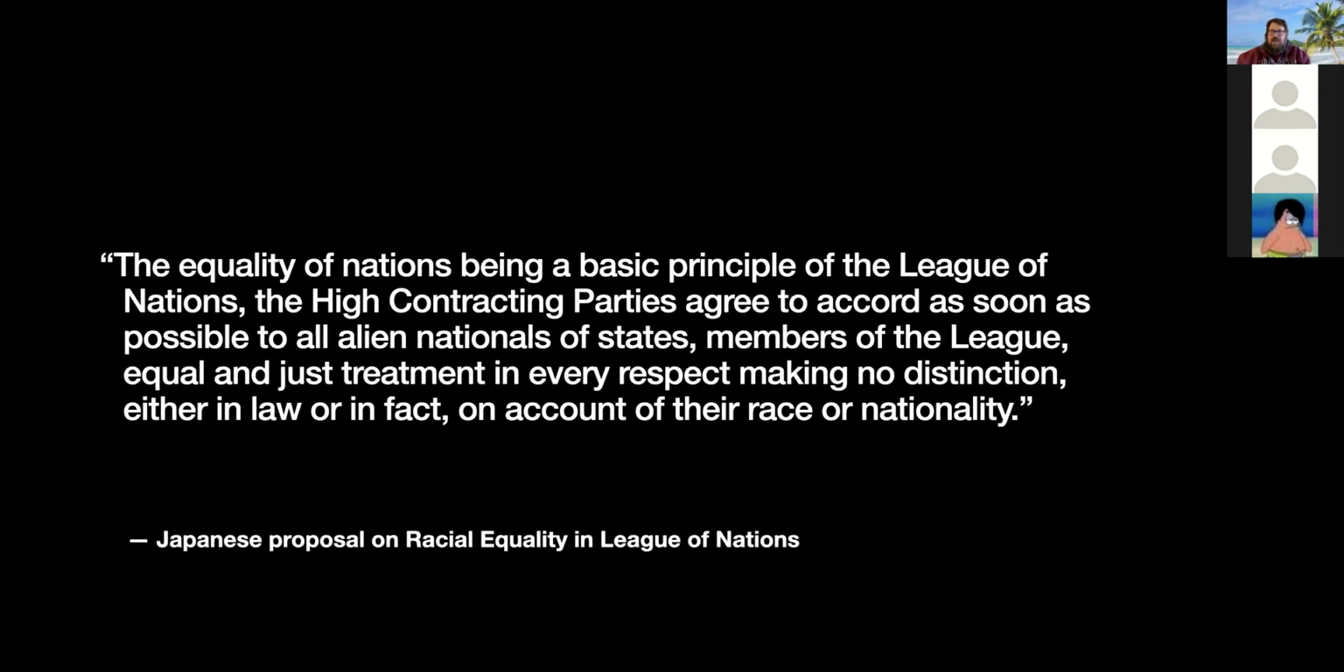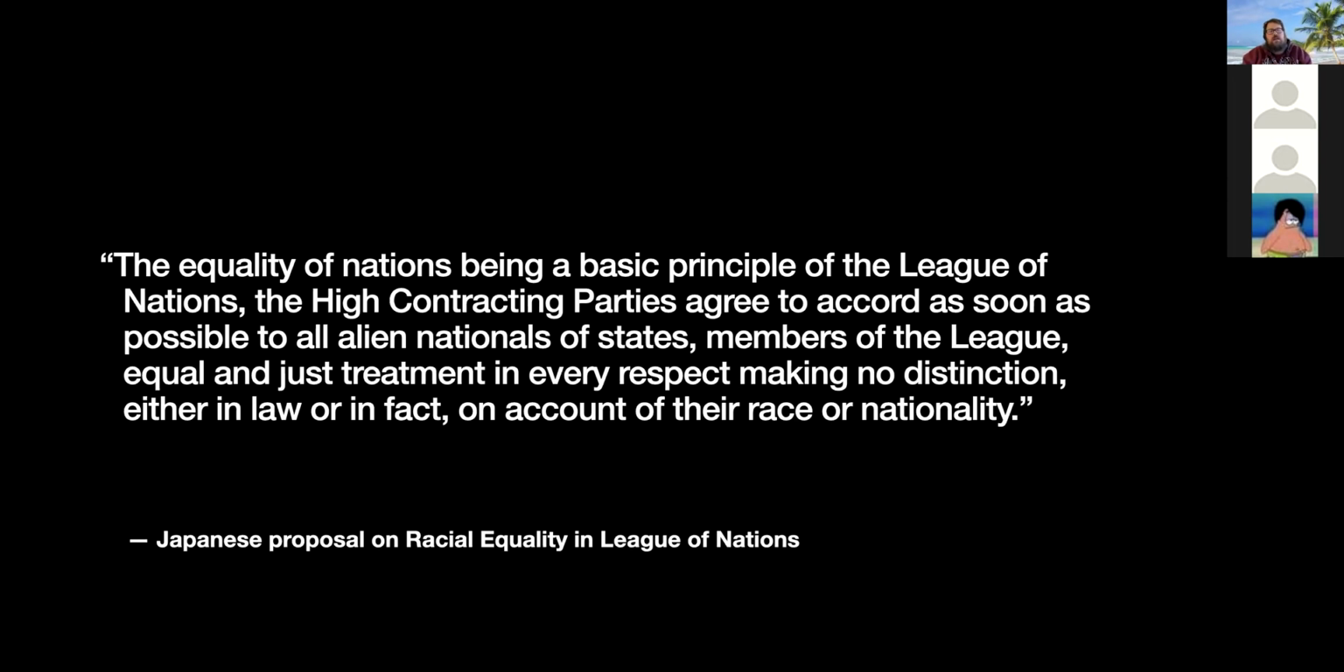I mean, Japan had, aside from the British, the Americans, and the Germans, one of the best navies in the world at this point. Remember, they had just won a war against Russia, which is a big deal. So Japan had a seat at the table, and when it came time to debate what the League of Nations was going to look like, Japan put forth the following proposal.